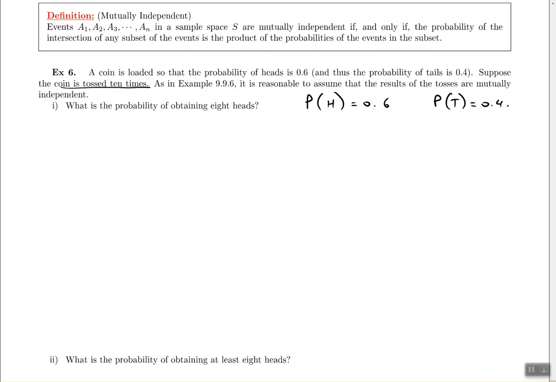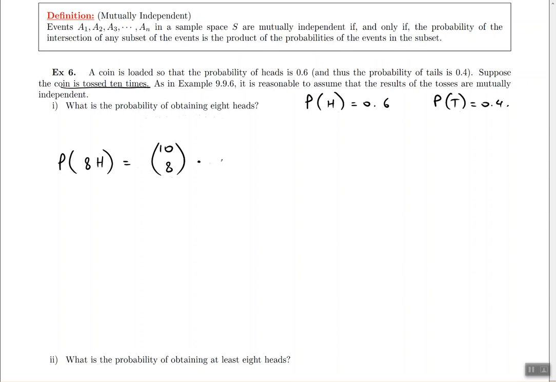So now, to get 8 heads, I can get 8 in a row and then 2 tails. Or I can get 1 heads and then 2 tails and then so on and so forth, heads. It could happen in multiple different ways. So the probability of obtaining 8 heads is going to be a little bit tricky here. We're tossing the coin 10 times. So that means, first of all, we've got to figure out how many ways we can rearrange the 8 heads out of 10 tosses. So that determines the number of ways we can get 8 heads out of 10 tosses.